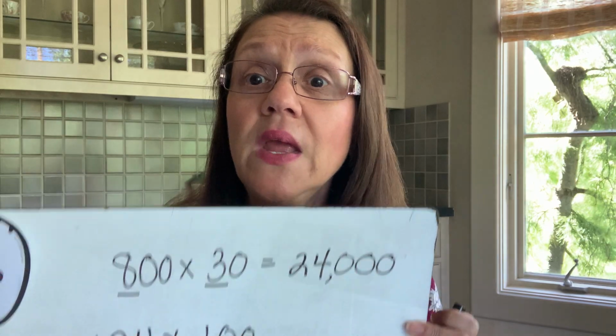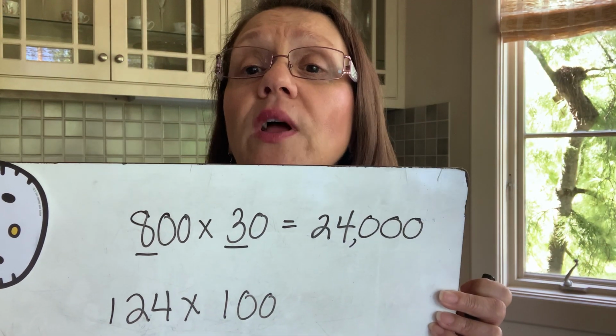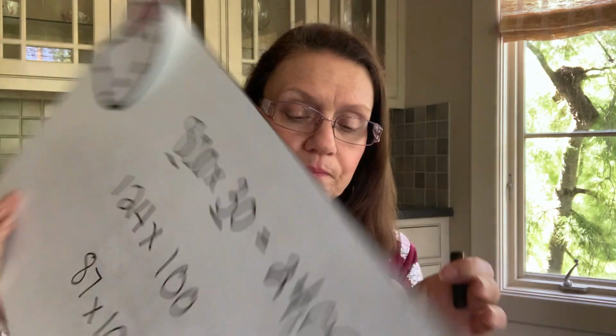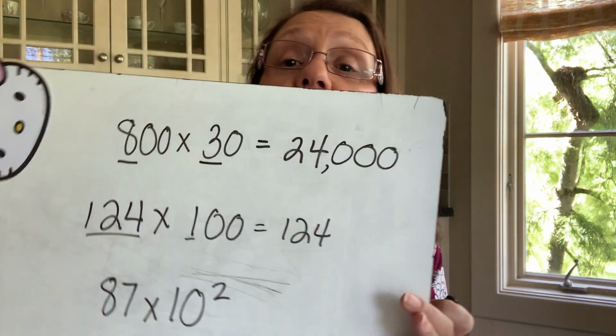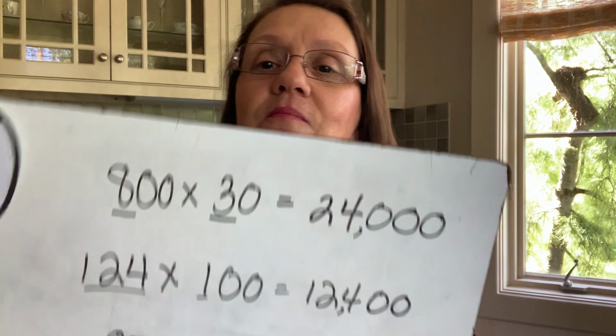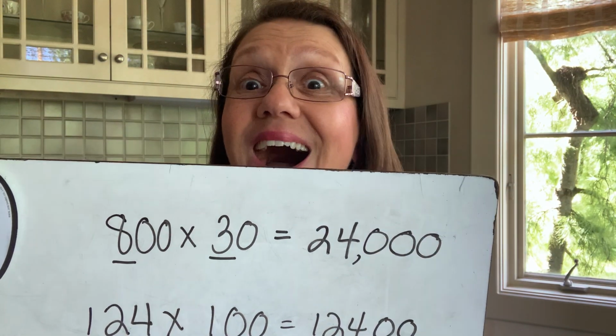Let's try another one. How about this one? 124 times 100. Math fact here, 1 times 124, 124, underline that. How many zeros do I have? I have 2 zeros, so I put 2 zeros after my 124, add in my comma if I need it, and I have my product.